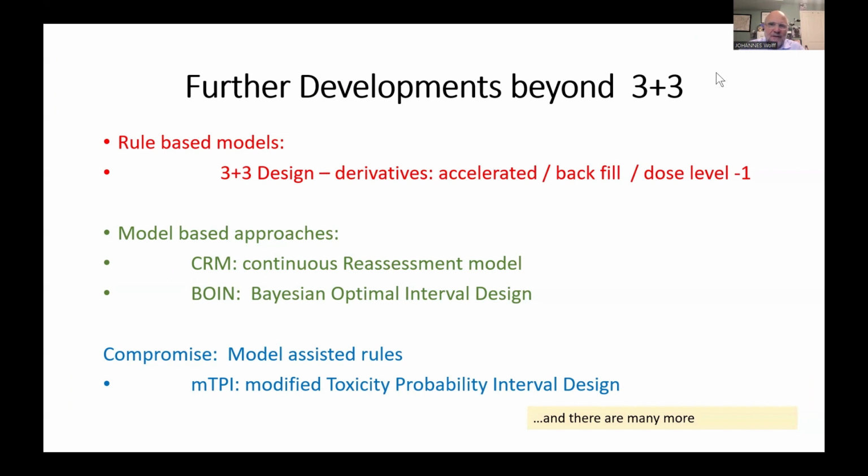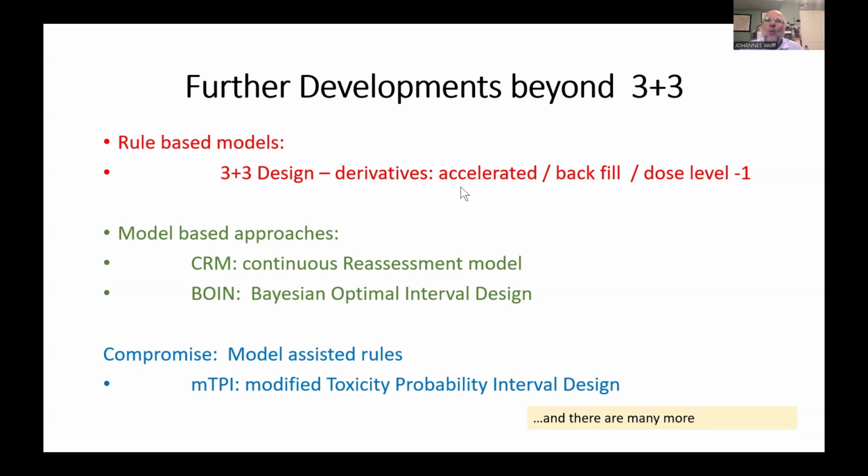There are further developments beyond the classical 3+3 design. That includes rule-based models, derivatives of the classical design. The accelerated version uses smaller cohorts than 3. You can go with a single patient cohort. That is done when the starting dose is really uncertain. People want to be really, really cautious and go really low with the first dose, but then they don't want to treat too many patients with those likely underdosed doses.